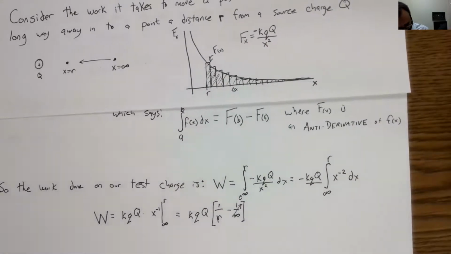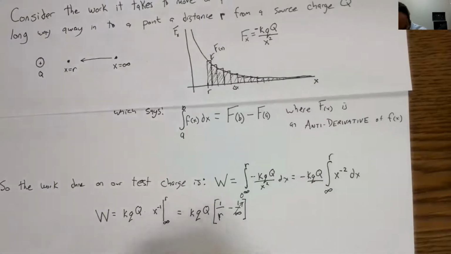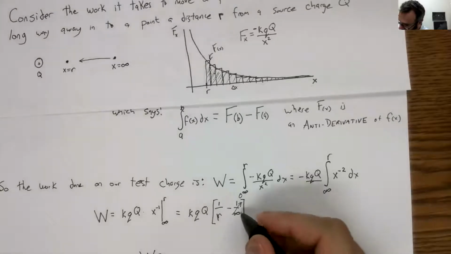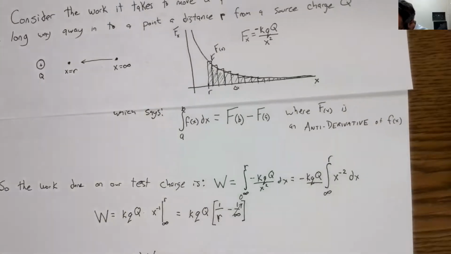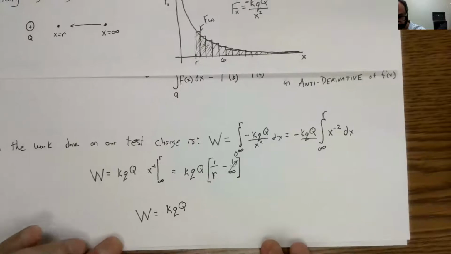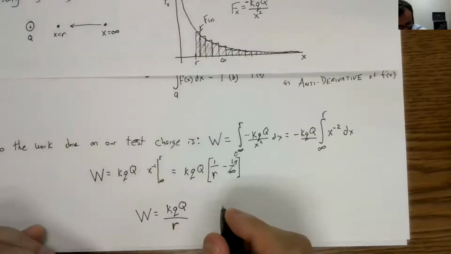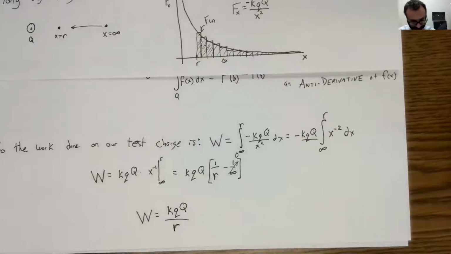Good questions. Okay, so we basically have the work done here, right? The work done is on our test charge. The 1 over infinity is just 0. So really the work is just K times both Q's over R. Okay?